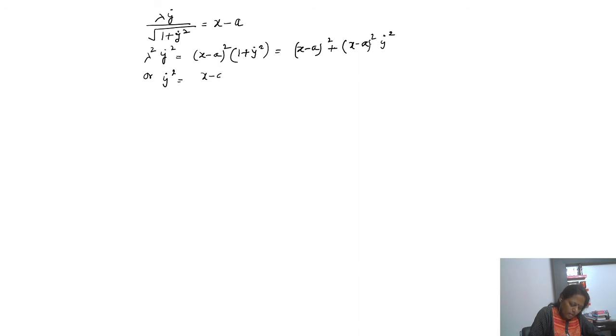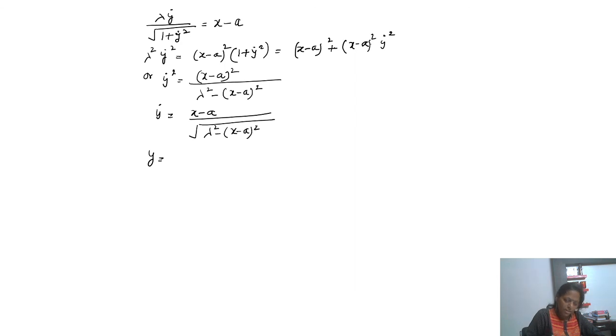So to solve it, square the two sides. Lambda square y dot square is x minus a square into 1 plus y dot square, which may be written as x minus a square plus x minus a square y dot square, or y dot square is x minus a square upon lambda square minus x minus a square. सॉल्व कर लिया इसको. y dot is x minus a upon square root of lambda square minus x minus a square.